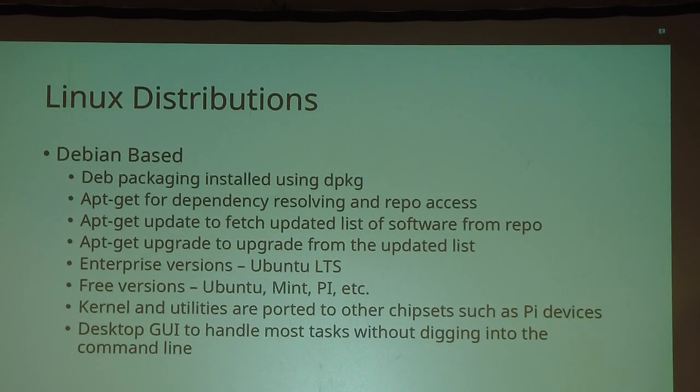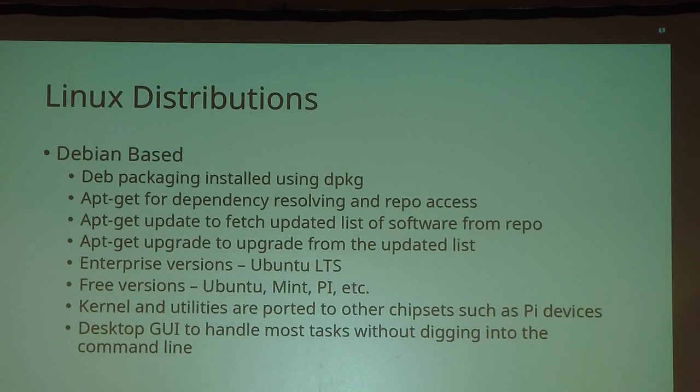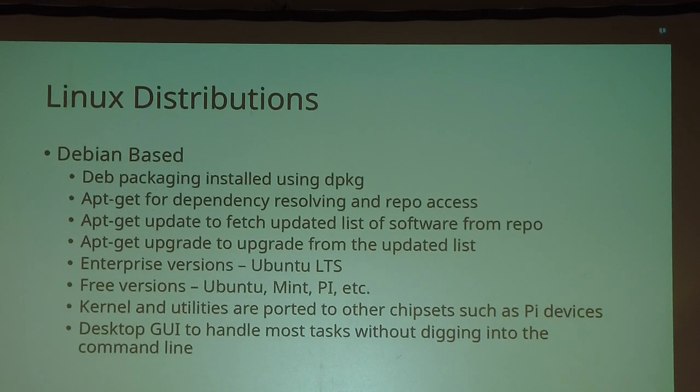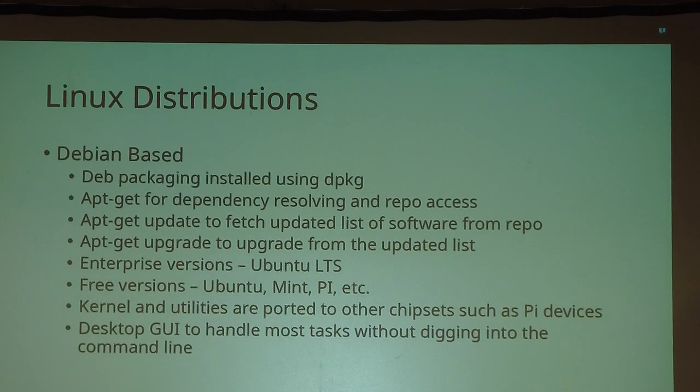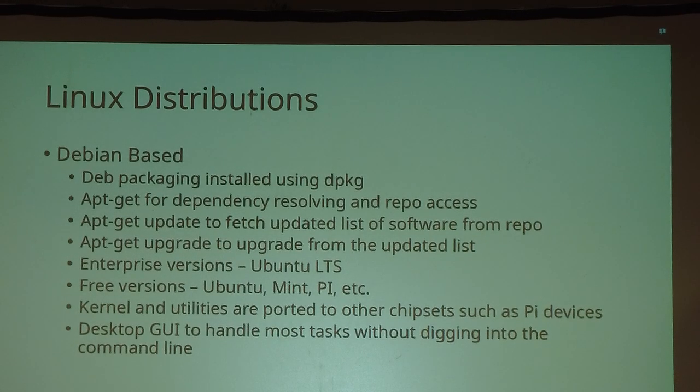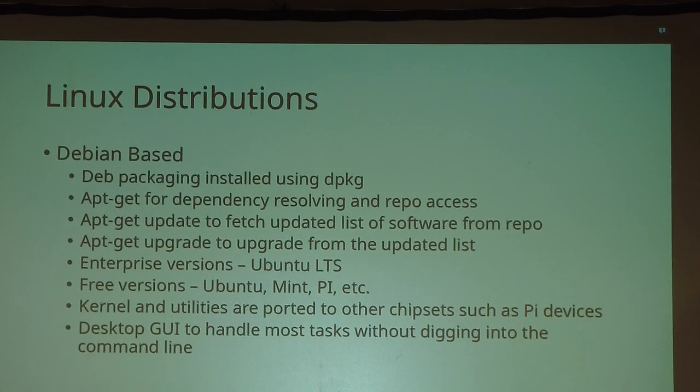You got Ubuntu, Xubuntu, Mint, and Pi. Because one of the differences between Debian-based and the Red Hat-based is Debian, the kernels and utilities are ported to other chipsets like Pis. So that's why all your Pis are going to be Debian-based under the covers. So if you're going down the ham route, I kind of recommend sticking with Debian and just skip Fedora because a lot of the ham stuff is geared towards the assumption is you're doing it on some sort of Ubuntu device.